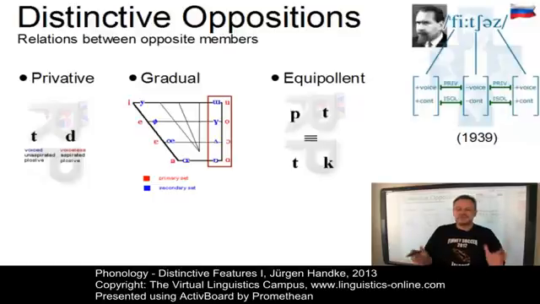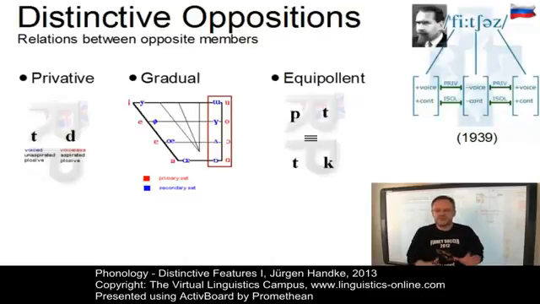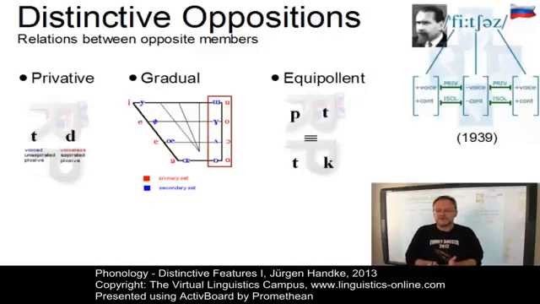A typical case is the opposition between English p versus t and t versus k. Unlike with vowels, it is not possible to speak of a continuum from labial to velar and distinguish the consonants by means of degrees of backness. Rather, the different places of articulation constitute an equipollent relation.